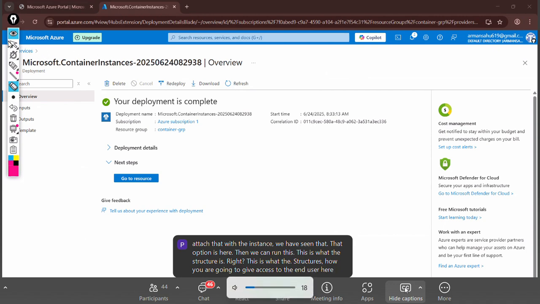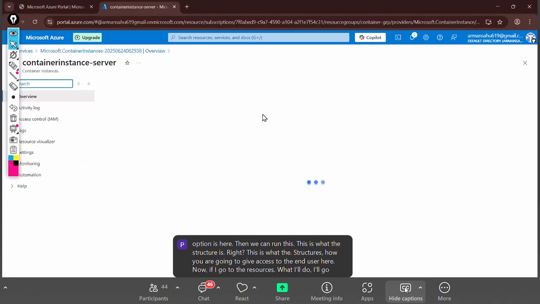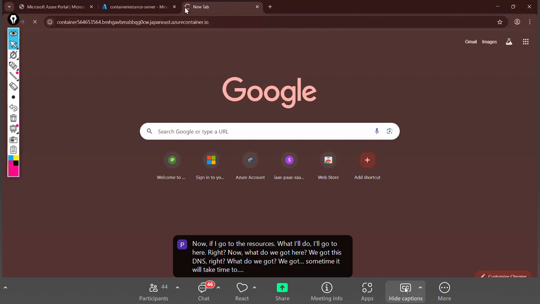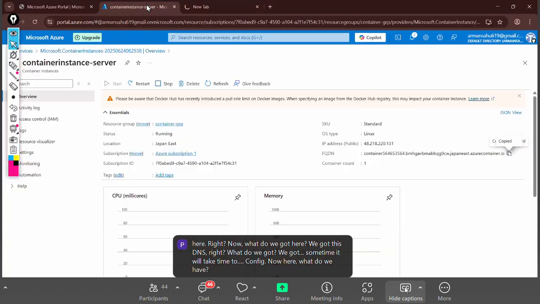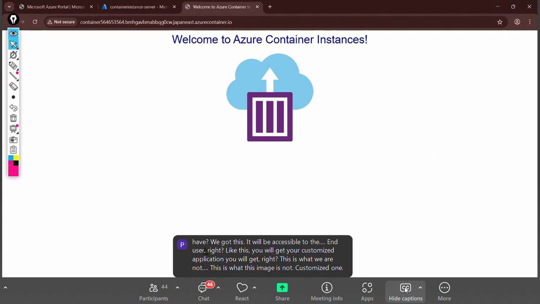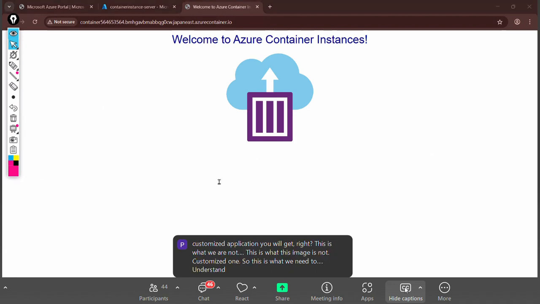Now, if I go to the resources, I'll go to here, right? Now, what did we get here? We got this DNS, right? Sometimes it will take time to configure. Now here, what do we have? We got this. It will be accessible to the end user, right? Like this, you will get your customized application, right? This image is not a customized one. So this is what we need to understand.